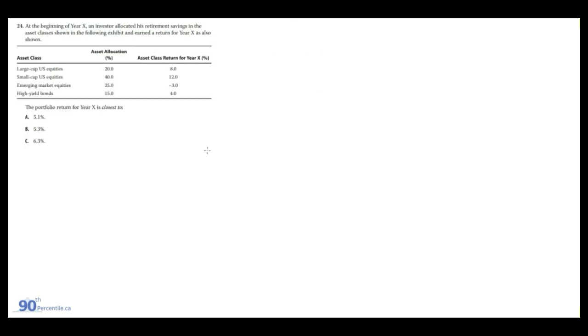So question 24, this is where we actually get into the important stuff from this module. From here on out, we're talking about how to calculate different types of returns, and worrying about shapes of distribution and the implications of those different shapes. So here, question 24, at the beginning of year X, an investor allocated his retirement savings in the asset classes shown in the following exhibit and earned a return for year X as also shown. So we have the returns here, and we have the asset allocation across these different asset classes, like large cap, small cap, etc.